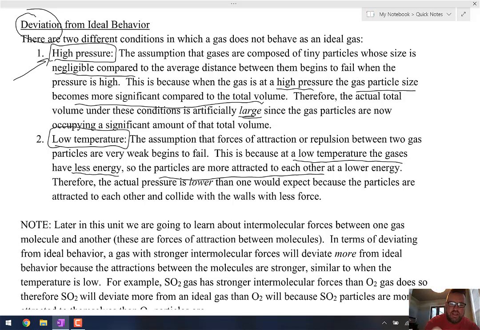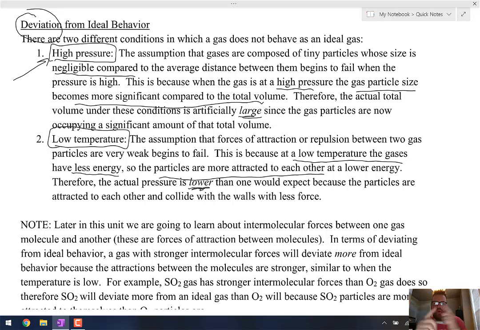And what that does is it makes the pressure lower than what you would expect, because as the particles hit each other, instead of bouncing off of each other and then hitting the walls of the container, they hit each other and stay together. And then once they stay together, now you've got one particle hitting the walls of the container instead of two. So whenever the pressure is high and the temperature is low, gases tend to behave less like ideal gases.